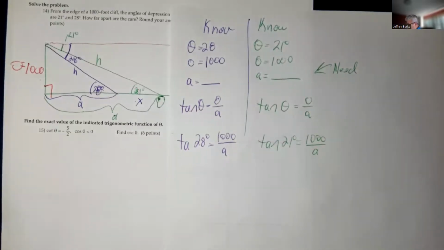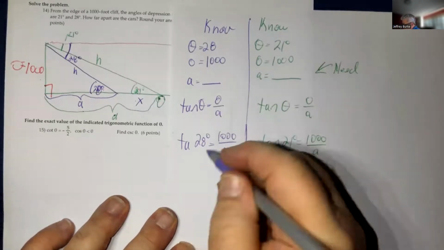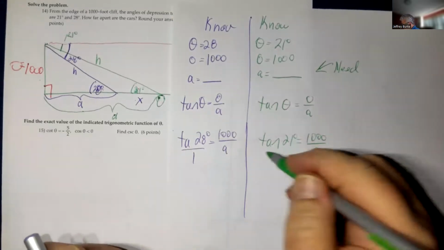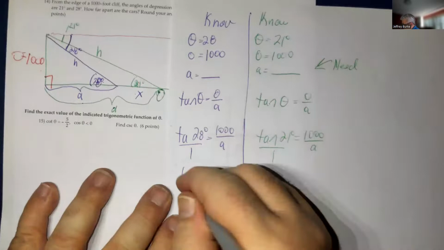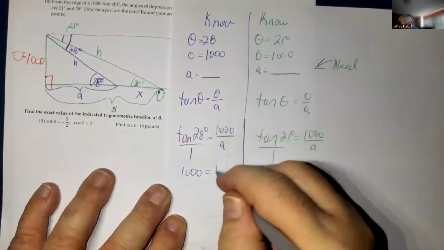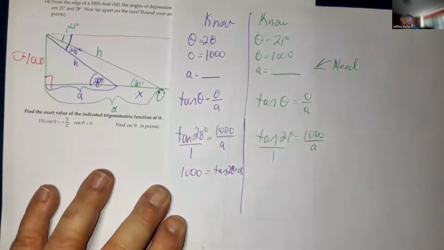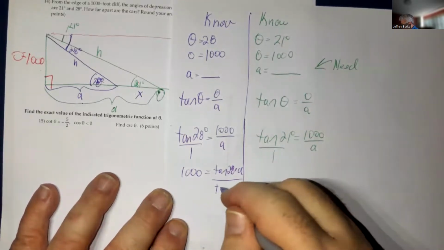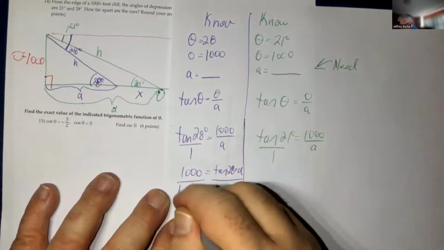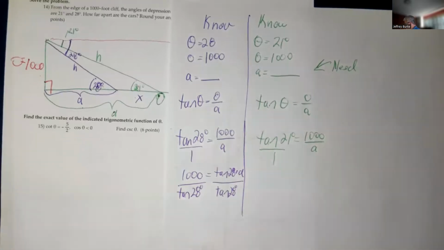In other words, all this work is going to be the same, and I'm going to solve each of these. When I cross multiply, I put this over 1 and this over 1. This is going to give me 1,000 equals the tan of 28 times a. So I'm going to take 1,000 divided by the tan of 28. Some of you may try to find what the tan of 28 is first. You can do so, that's fine. I'm going to do this on my calculator quickly.